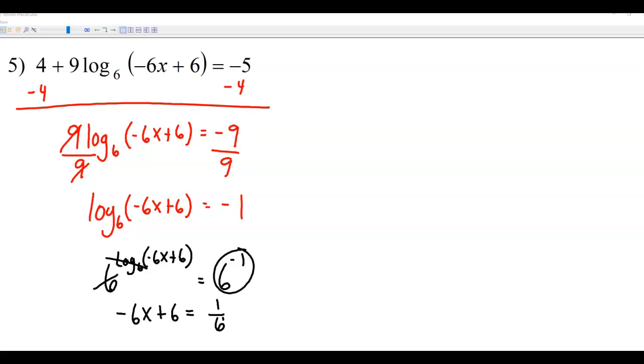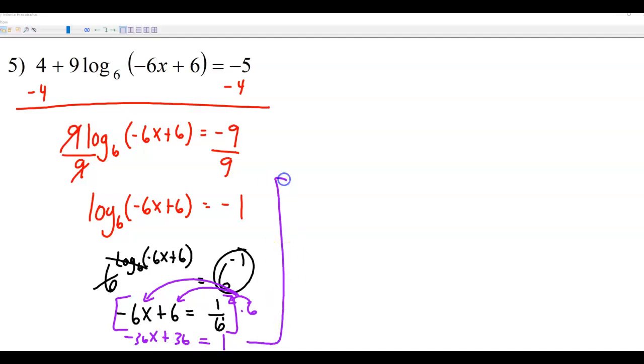All right. From there, we're just going to go ahead and solve this. I don't like fractions, so the first thing I would do to solve this is I would multiply everything by 6. So if I multiply that by 6, I get 1. If I multiply this by 6, I get 36. And if I multiply that by 6, I get negative 36x. And then from there, simple algebra stuff, minus the 36 on both sides, and then divide by negative 36.